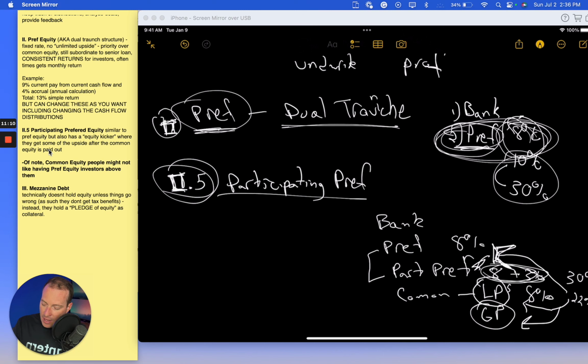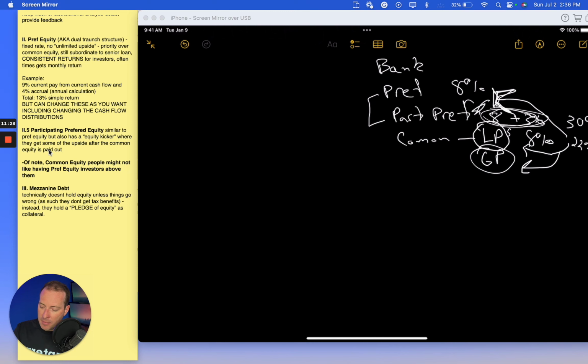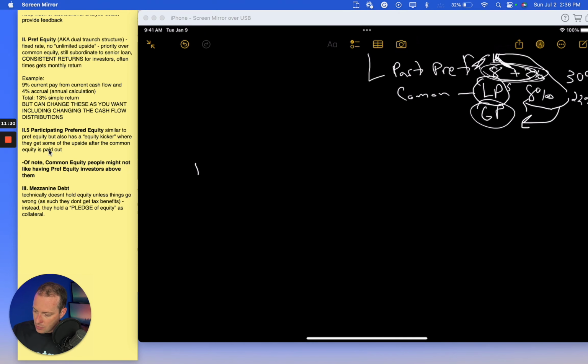They get a small amount of additional upside, but not as much as if they were complete regular old LPs with that common equity. Again, common equity can make the most out of the deal. Absolutely. If a deal goes well, you definitely want to be common equity. And then mezzanine debt, finally.